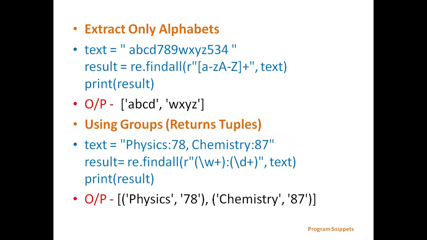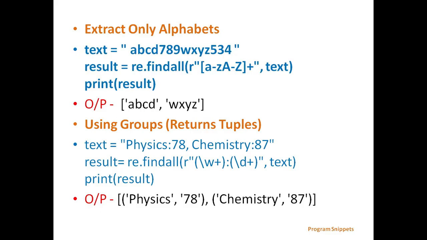Then we see extracting only alphabets. So here we have defined a text with ABCD 789, WXYZ and 534. And to extract the alphabets from the text, we'll use findall and give the search pattern as small a to z and capital A to Z. So when we execute, it will give the text only with ABCD and WXYZ.